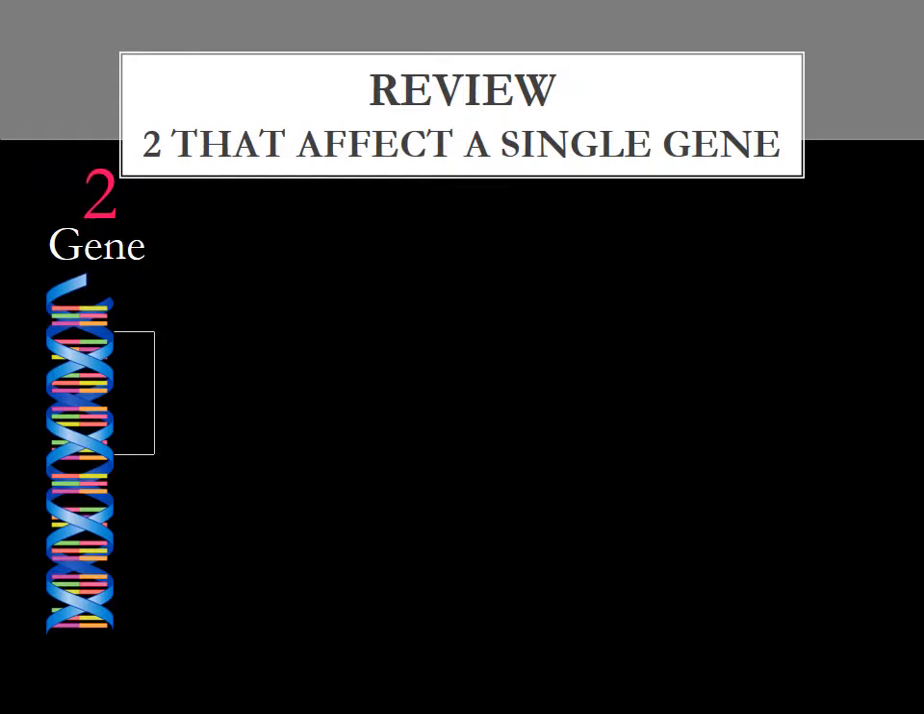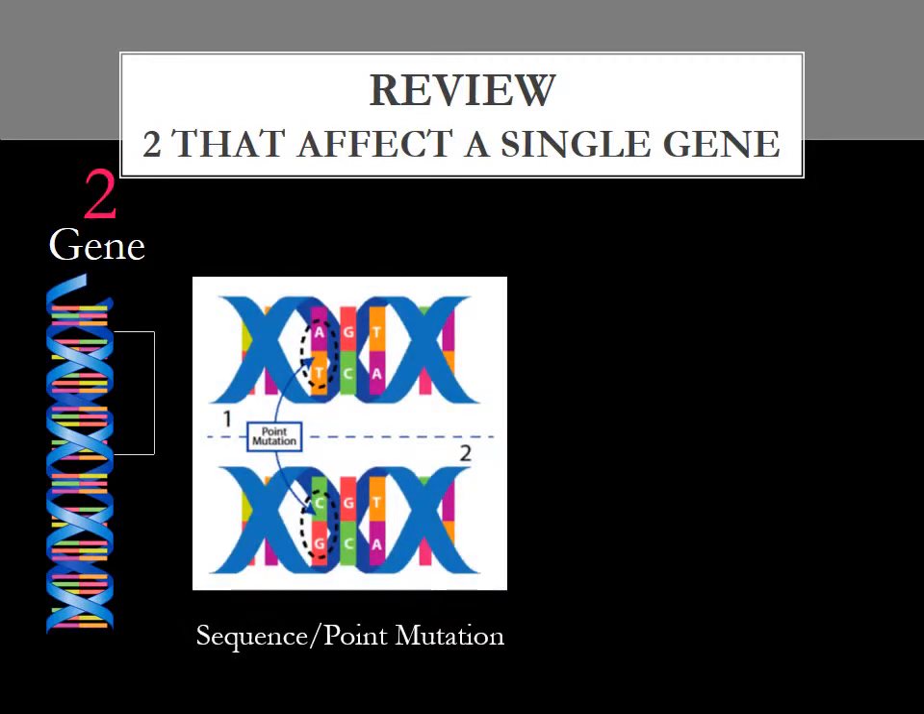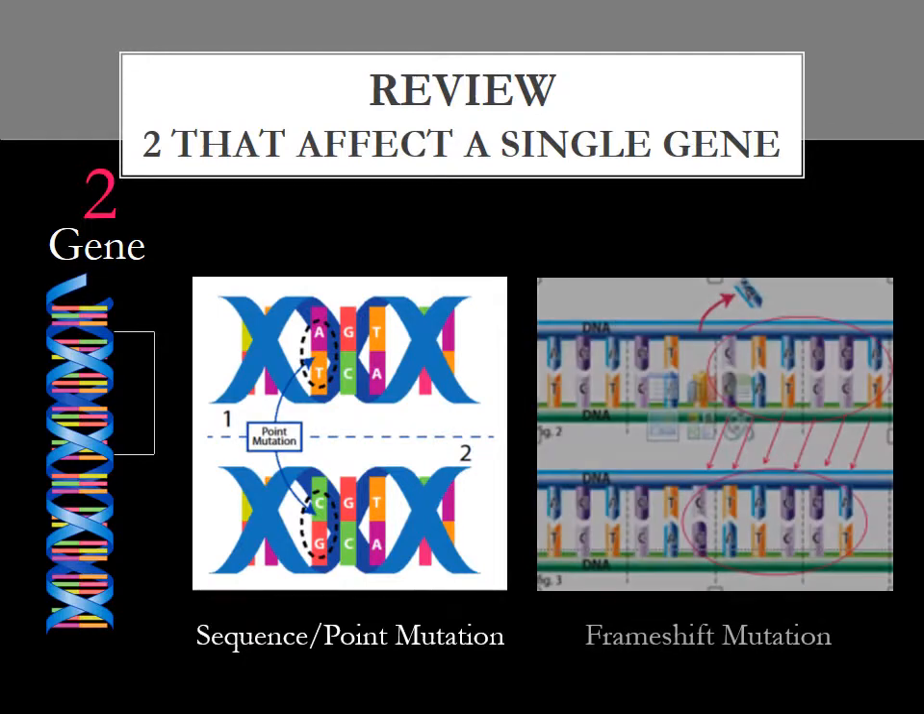Before we move on, let's review the two kinds of mutations that affect a single gene. A sequence mutation or point mutation changes the gene at a single point in the sequence by substituting one base for another, but it doesn't change the number of base pairs in the gene. A frame shift mutation adds or loses a base pair, shifting the rest of the bases either to the right or the left.